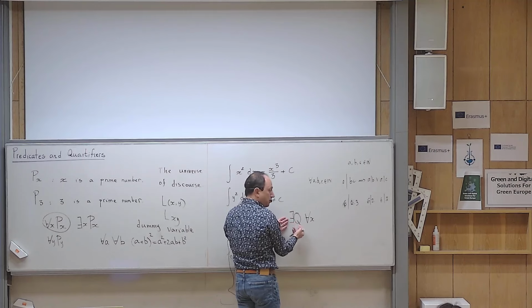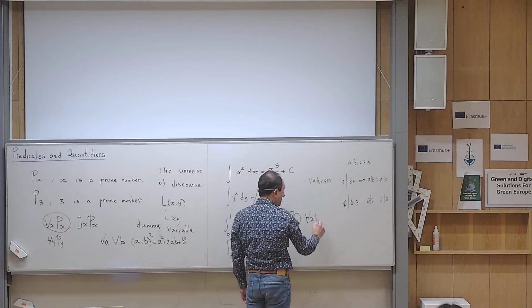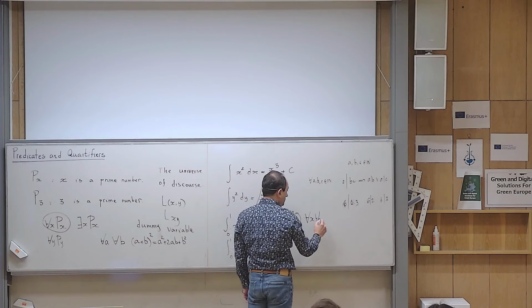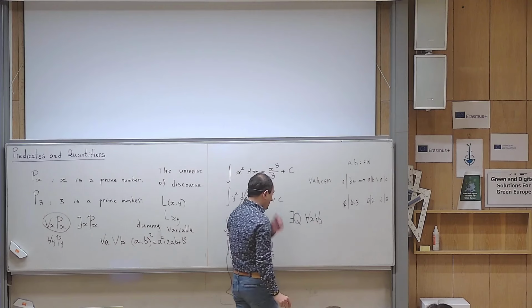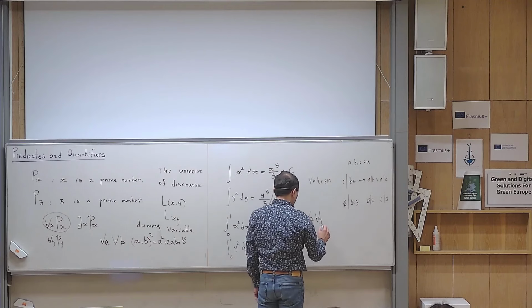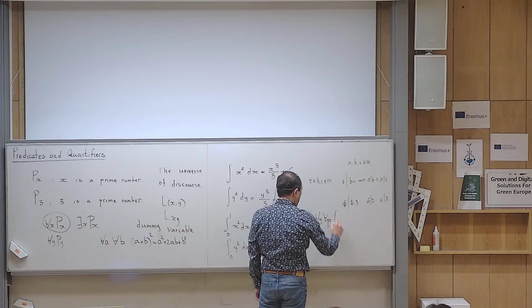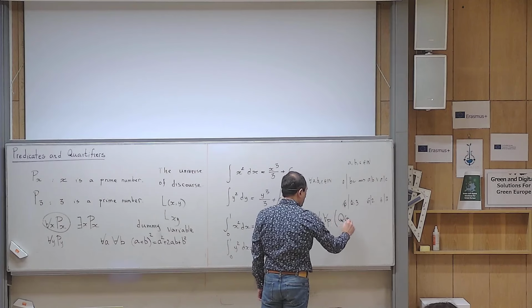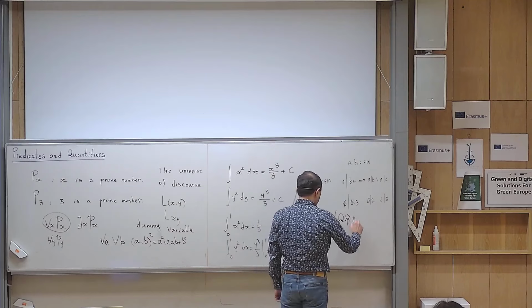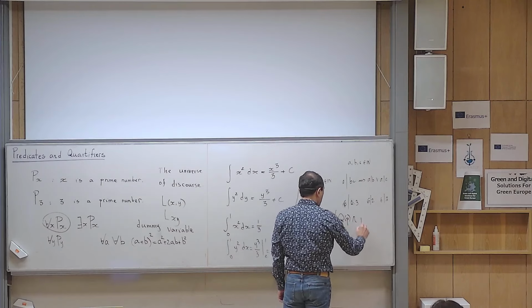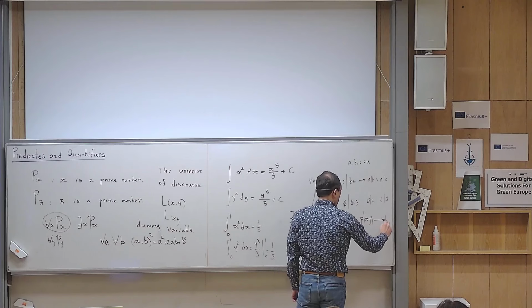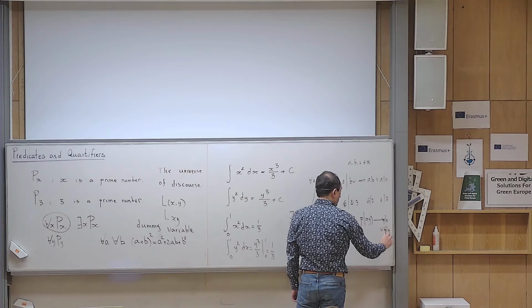So there exists a property such that for all x and for all y, yes, for all p, if Q of p, and for example, I can say p divides xy, then p divides x or p divides y. Yes?